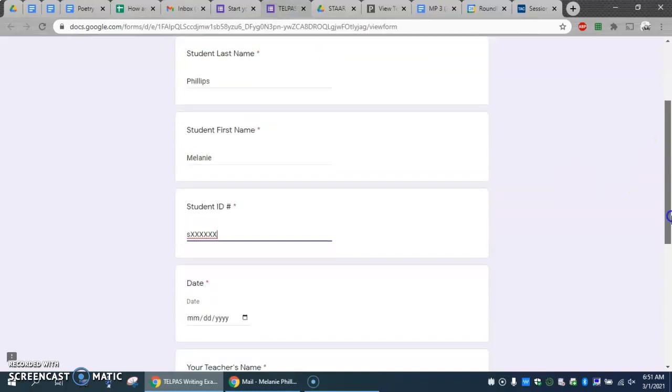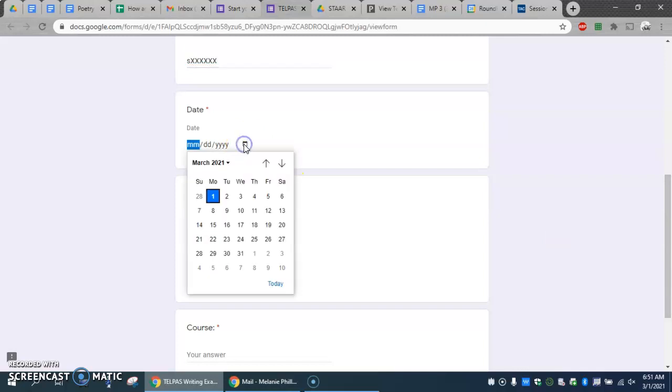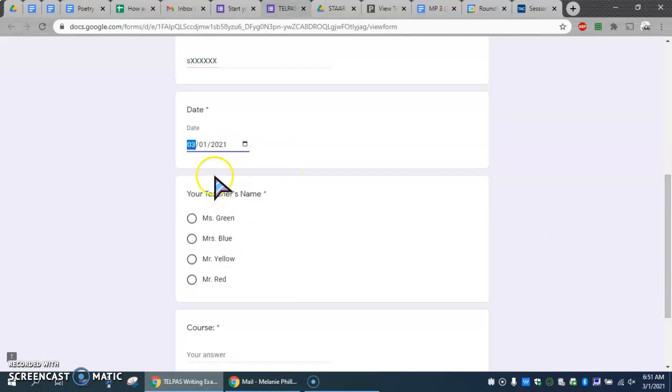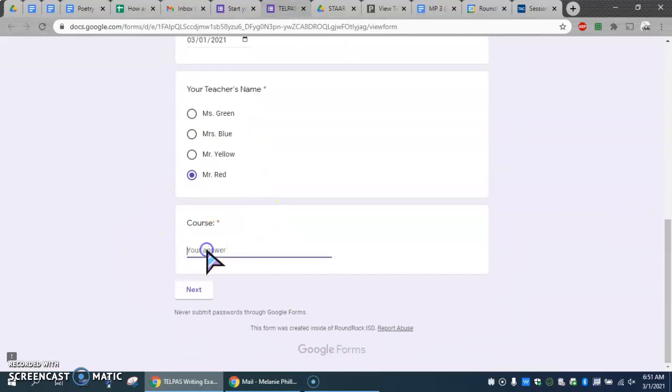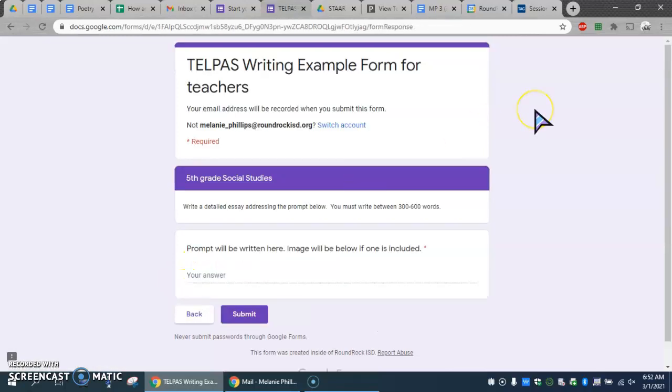Okay, let's see here. Whatever the day is when you're taking it, whatever your teacher is, whatever our class is. For us, it would be language arts. Okay. So, it will tell us what the subject is and what our grade is. So for us, it should be 6th grade language arts.